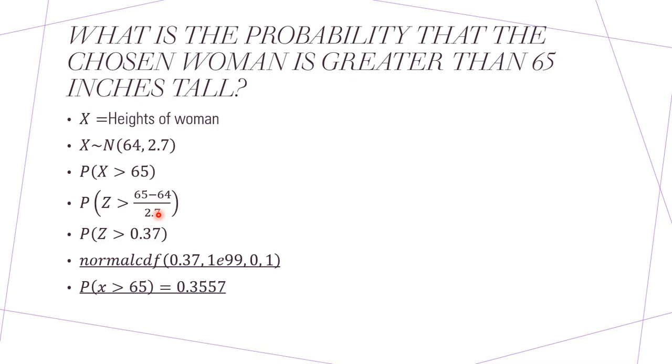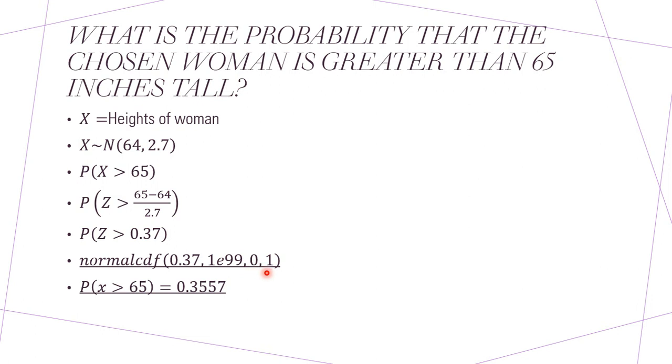This is a large enough sample. This is the formula we use. We end up getting 0.37. And then from there, you can either use the table or you can use the calculator. On the calculator you're using a normal CDF. 0.37 is your lower, 1e99, or 1 times 10 to the 99th, is your upper limit, basically off into infinity. 0 is the mean, and 1 is the deviation when you're using the z value.